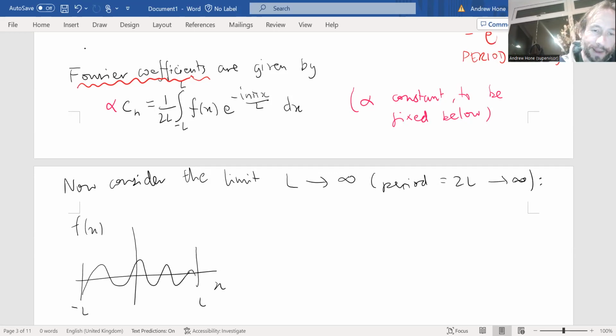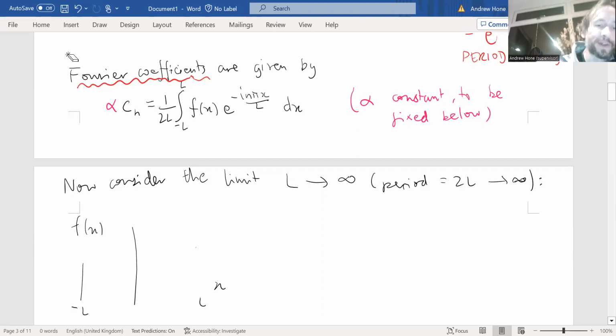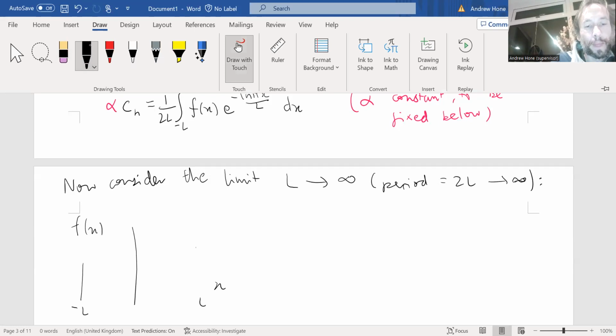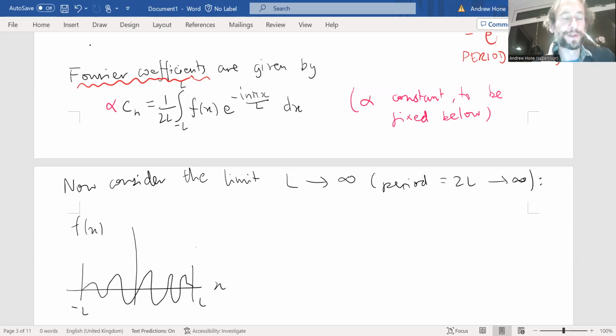I'm sorry, I'm going to start again with my graph because it's not very successful. Okay, so I actually want to think about a function that goes to 0 at the endpoints. You'll see why.